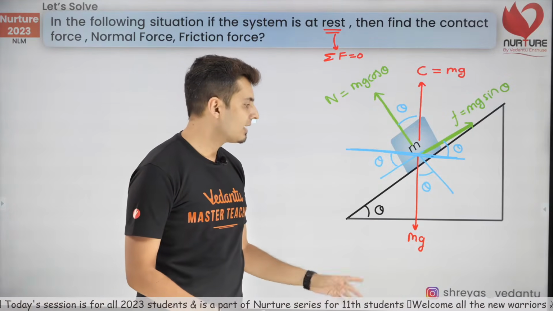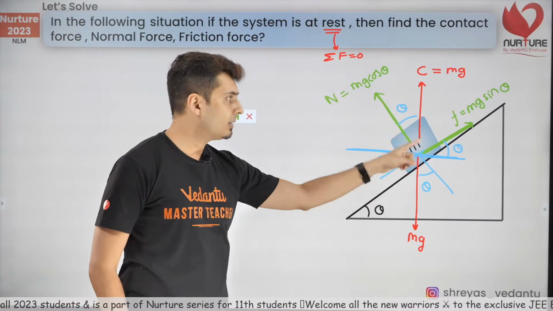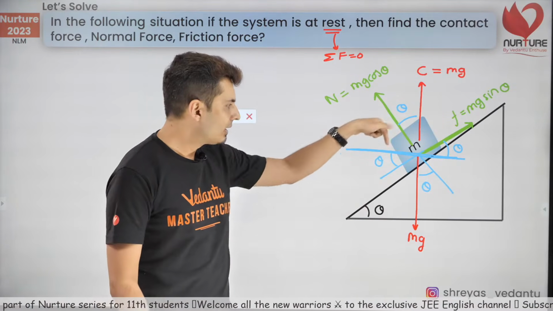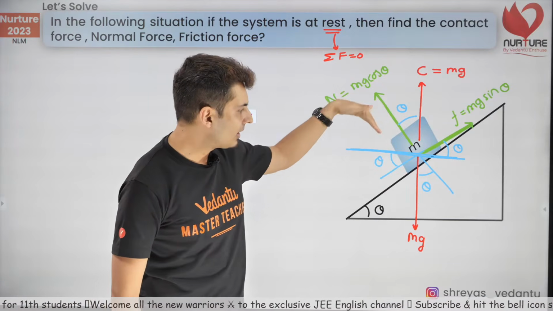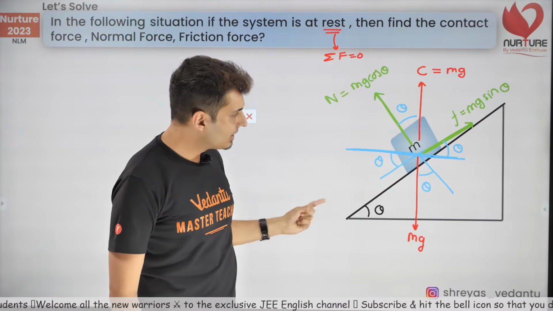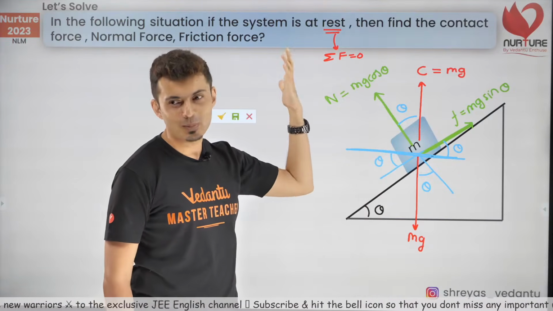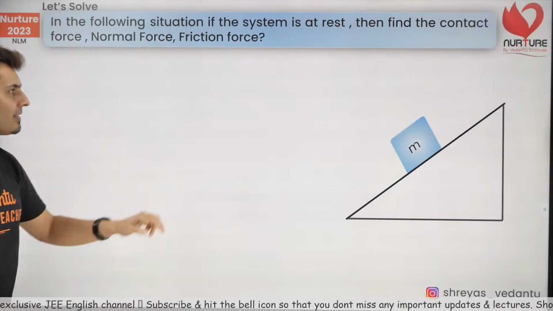As simple as that. So contact force is mg, normal force is mg cos theta, and frictional force is mg sine theta. You can very well see that mg has a component here, mg sine and mg cos. So mg sine is balanced by friction and mg cos is balanced by normal. As simple as that. Cool. Very good. So that's the answer, guys.